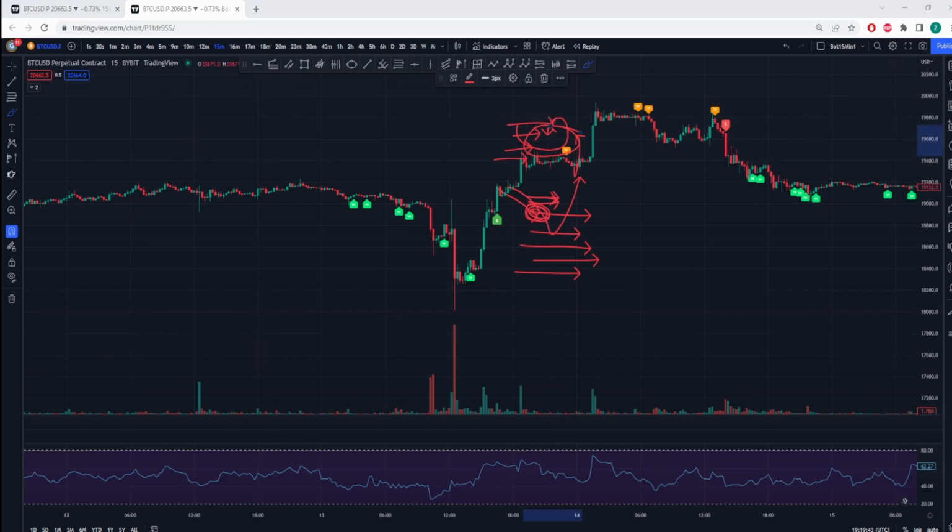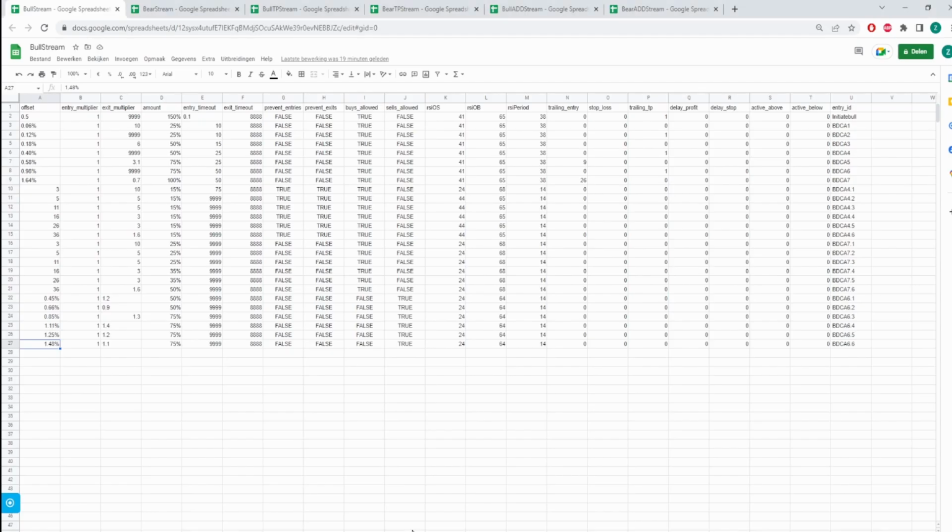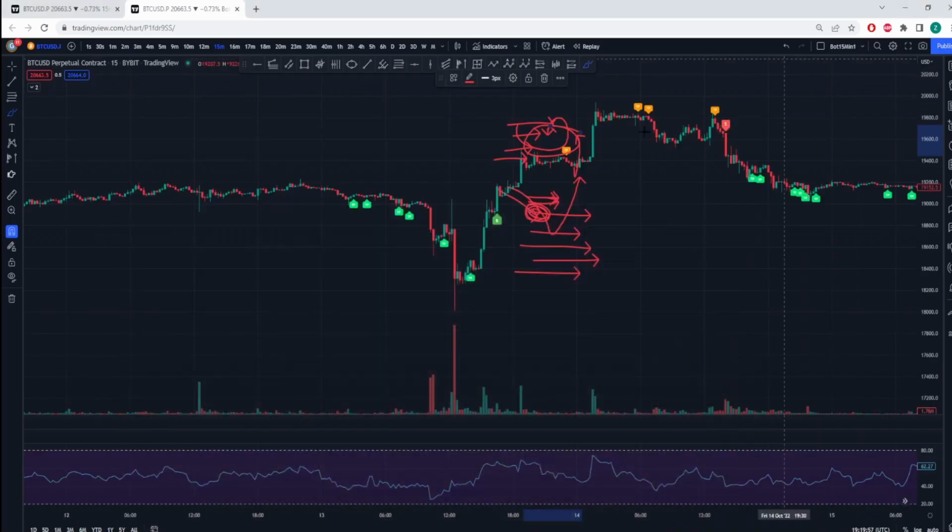What are those sells programmed to do? So let's have a quick look at their strategy. They have a 1.2 to 1.3 on average exit multiplier. Okay, so that means that whatever their entry was, they will go for an exit multiplier of 1.3, or an exit factor of 1.3.